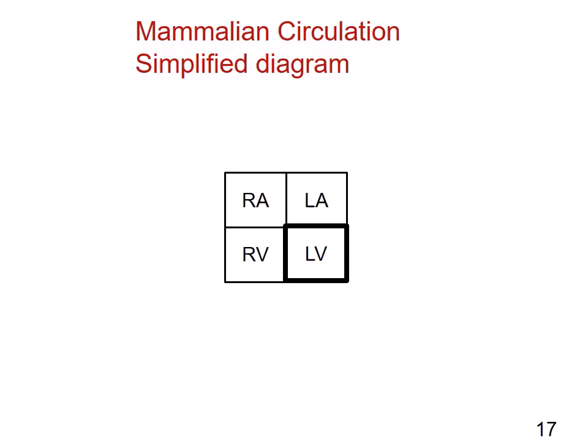So you might notice that I drew the box on the left ventricle thicker than the rest of them. If you remember from our heart dissection, the left ventricle has a thicker myocardium, so a thicker muscular layer, because it's delivering blood to the body. So blood goes from the left ventricle to the body by way of an artery. That artery is going to be the aorta.